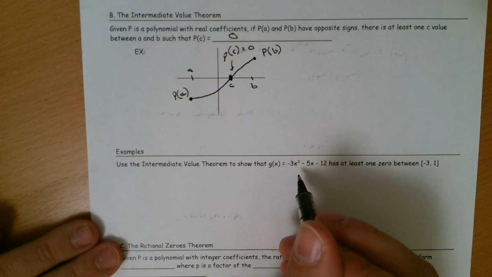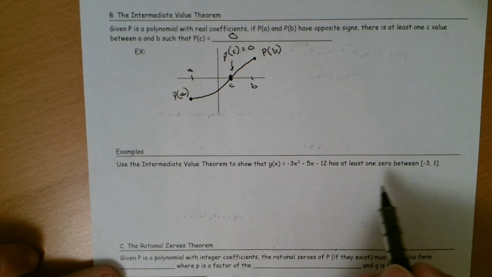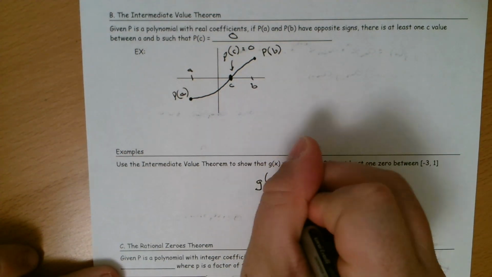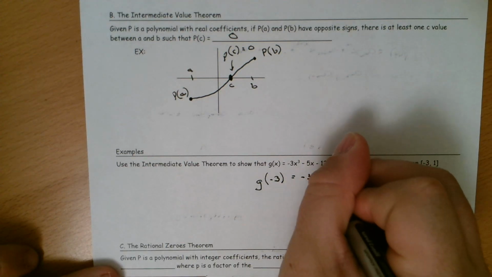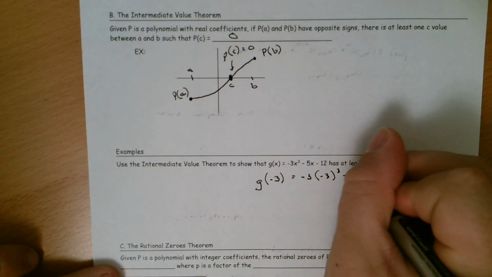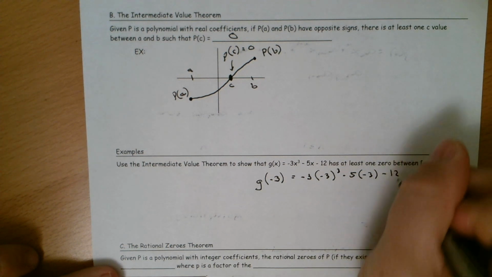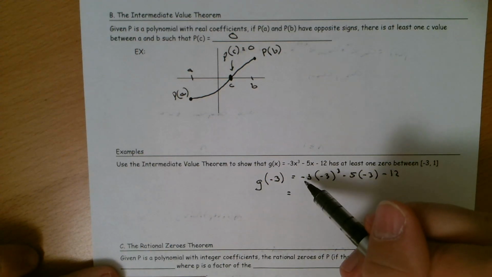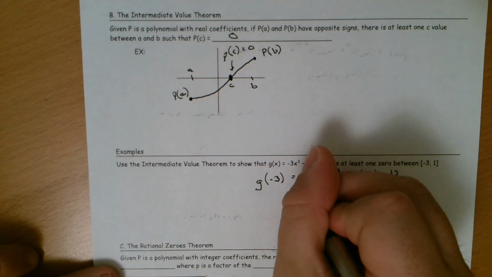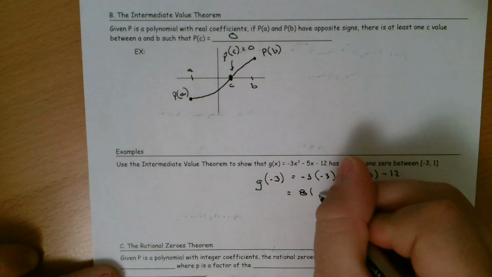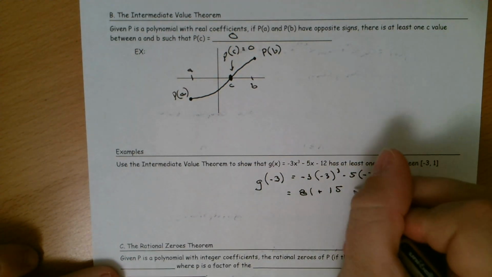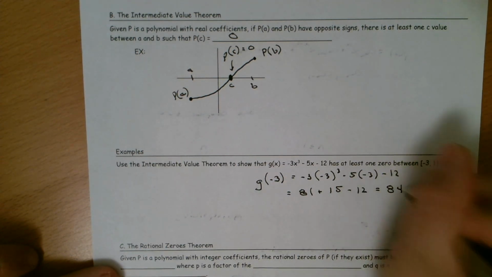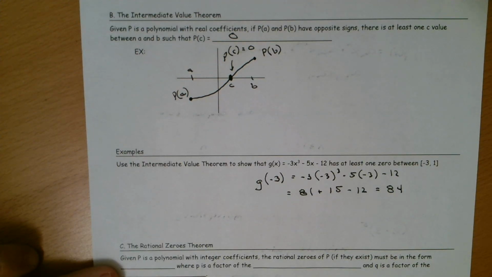So if we have this polynomial right here, g of x, and we think that it has at least one 0 between negative 3 and 1, well, let's plug in negative 3 and see what we get. Negative 3 times 3 cubed minus 5 times negative 3 minus 12. So that would be negative 27, positive 81, plus 15, minus 12, equals 84. Okay, that's a positive number.